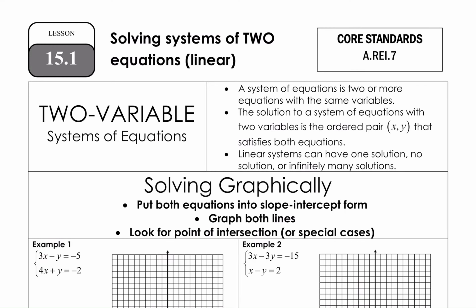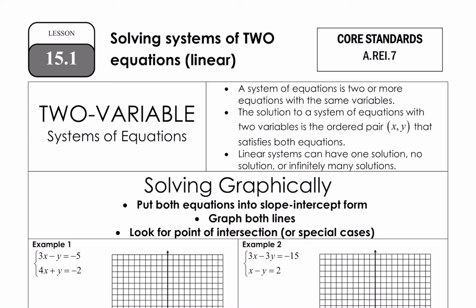Okay, today we're starting a new unit, Unit 15. It's on solving systems of equations. 15.1 is solving systems of equations with two linear equations. A system of equations is two or more equations with the same variables. The solution to a system of equations with two variables is an ordered pair (x, y).